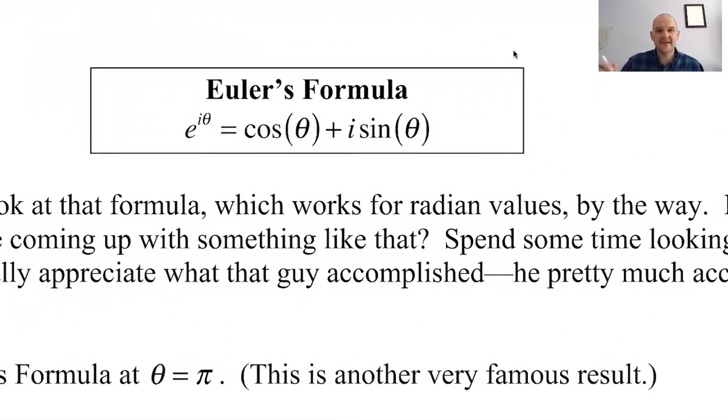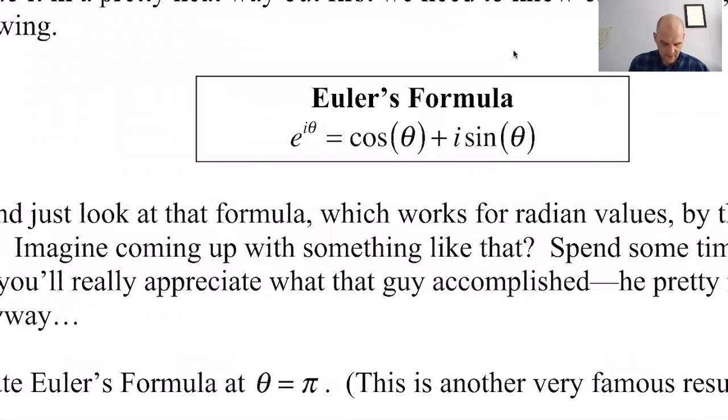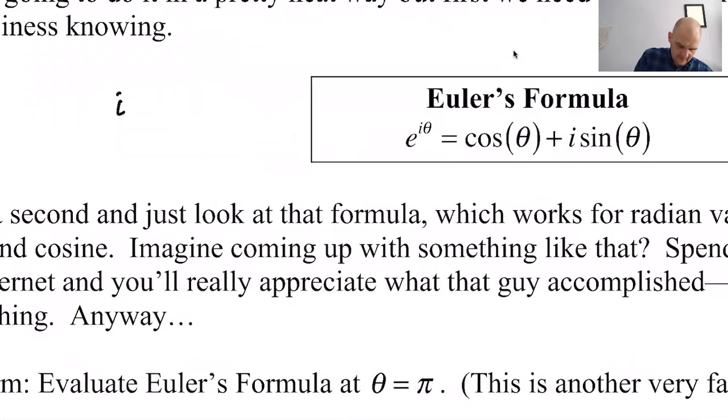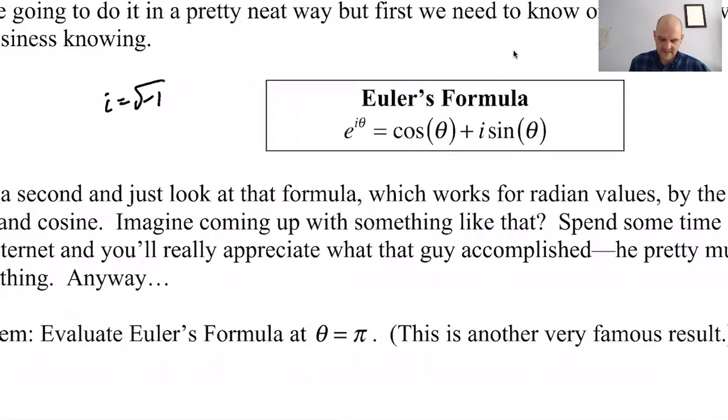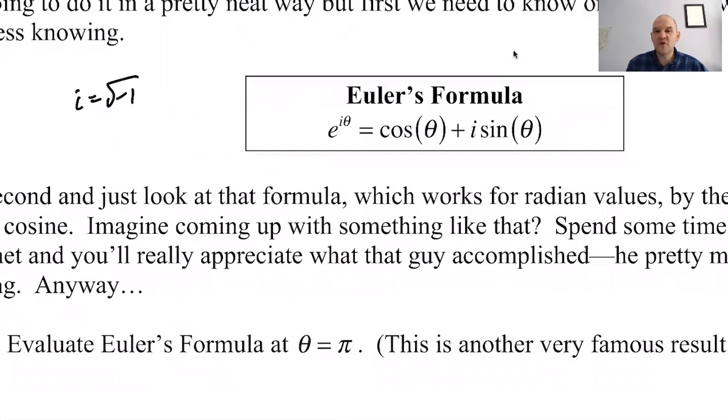It says e to the i. Remember, i is actually the square root of -1. Like, that's what i is. e to the i times theta, the imaginary unit times theta, what is happening there, is equal to cosine of theta for some reason, plus i times sine of theta. Isn't that nuts? It's amazing. We're going to use it in so many applications.